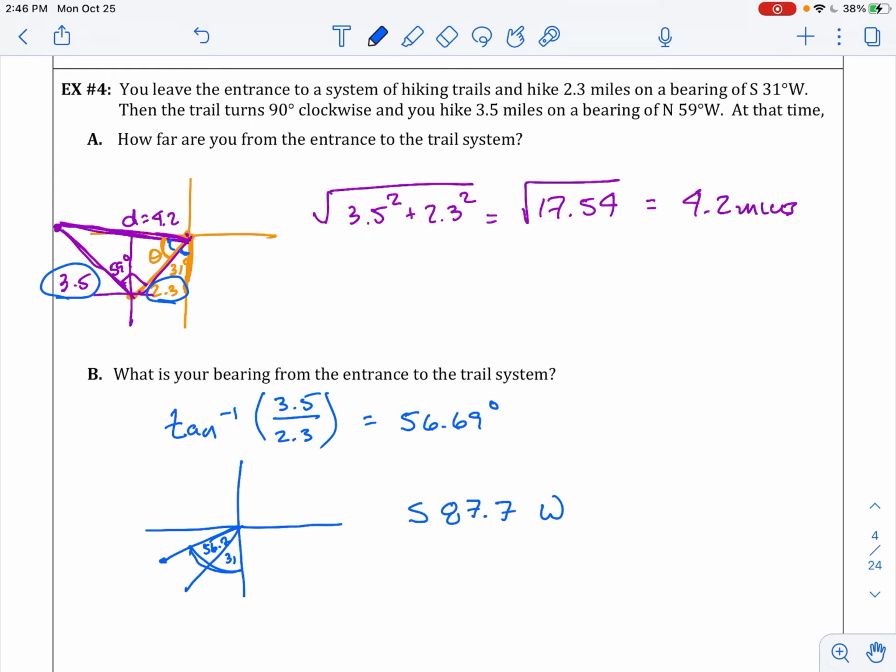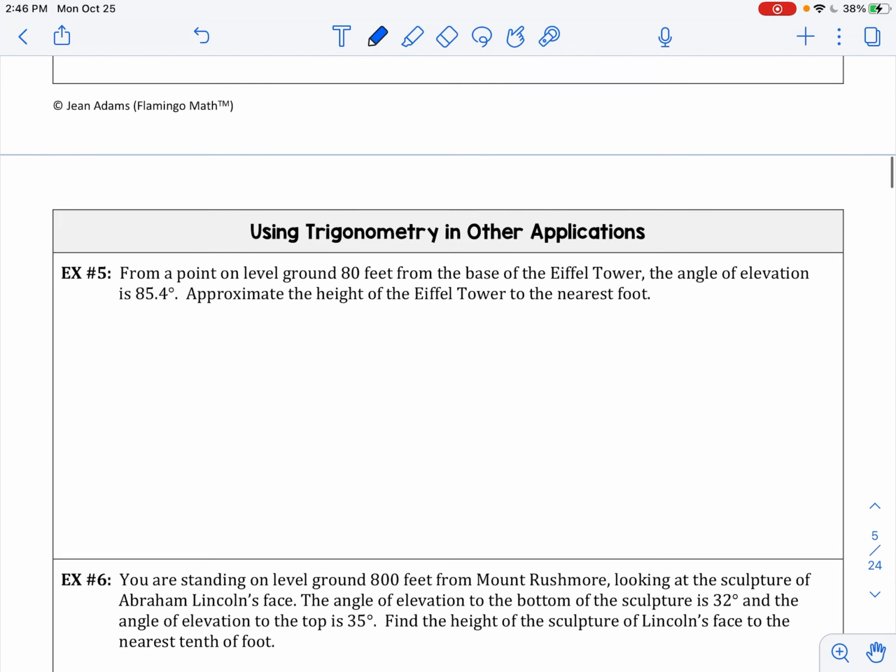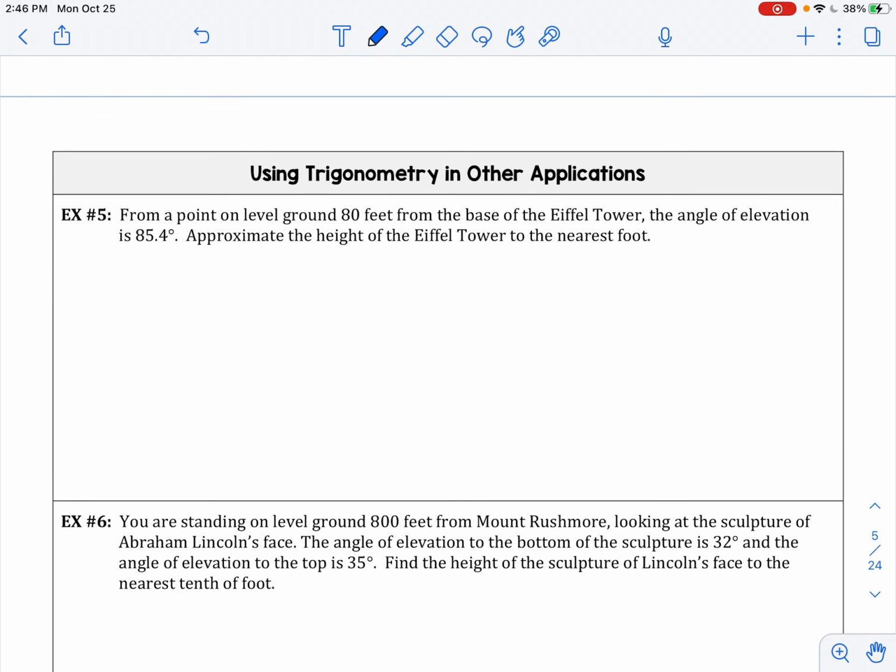So, a lot of bearings there. Try to sketch that down. We'll do a couple other examples then with you. All right. Now, the rest of these I think are pretty simple to set up to start, and then we'll try some of the tougher ones.